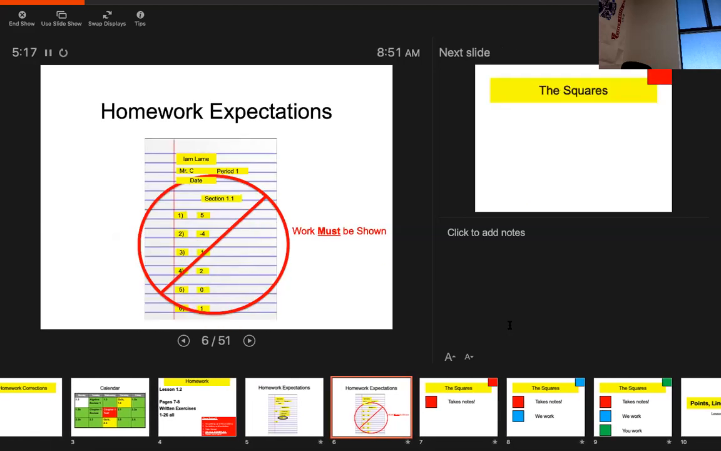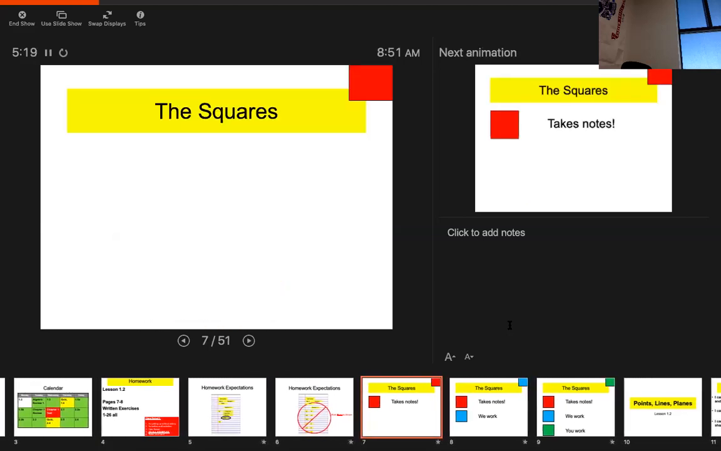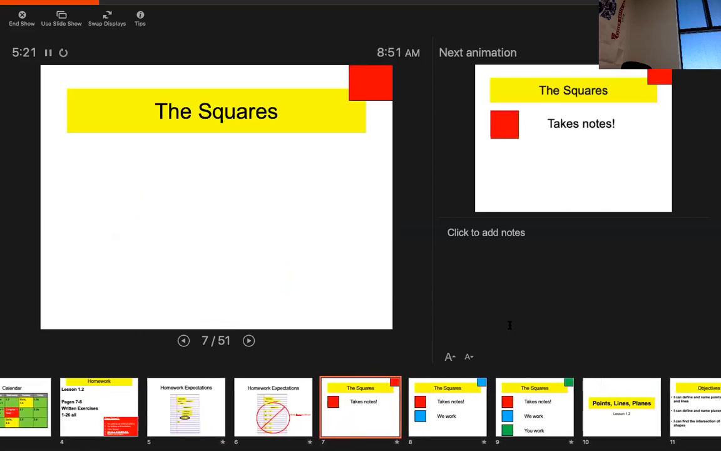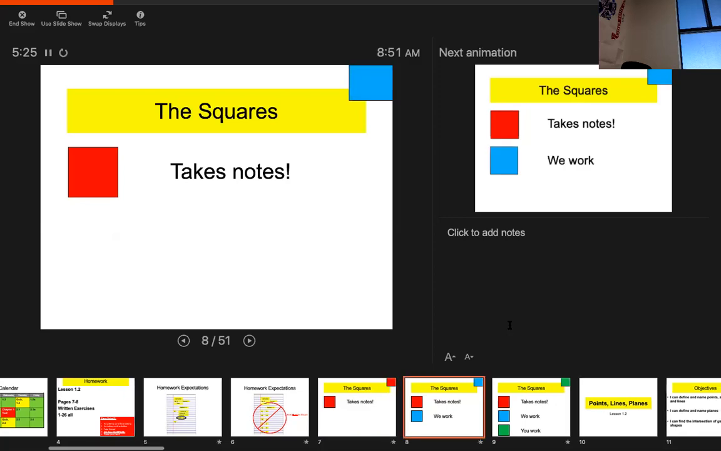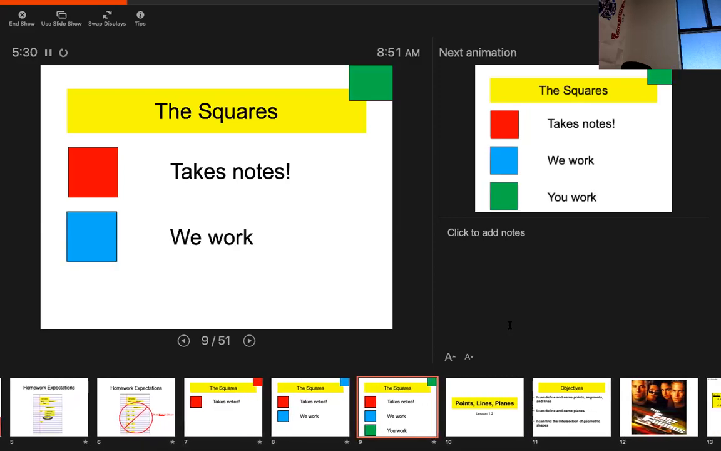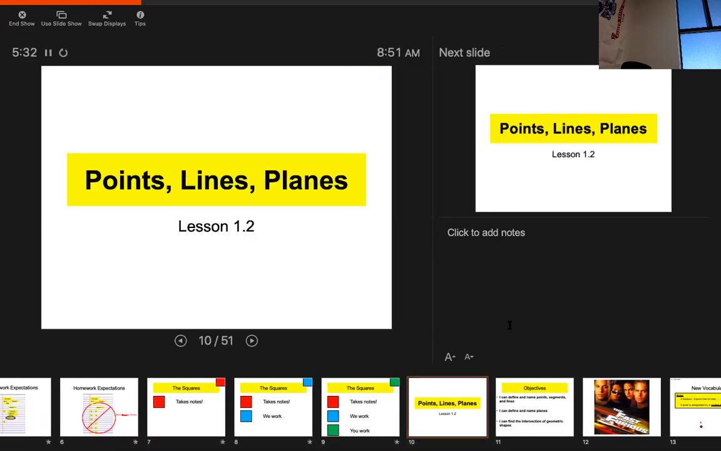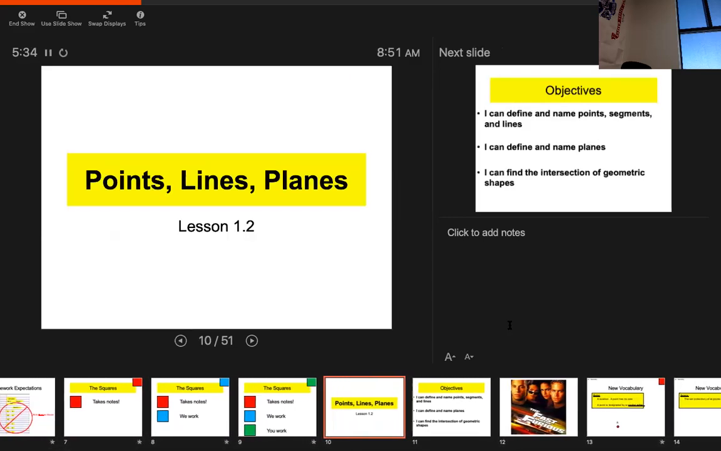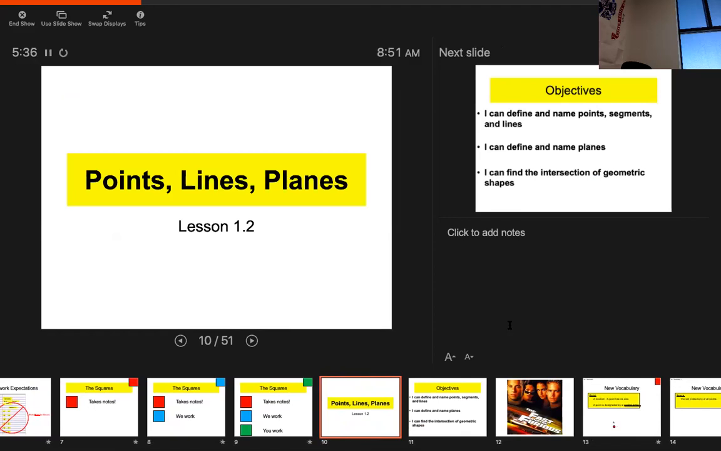1.2. Those of you that have me know that I put little squares in the upper corner on some slides. If you see a red square, it means you're about to take notes. If you see a blue square, that means we're going to do a problem together. And if it's a green square, that means you're going to do it by yourself. Okay? Here we go. So this is points, lines, and planes.